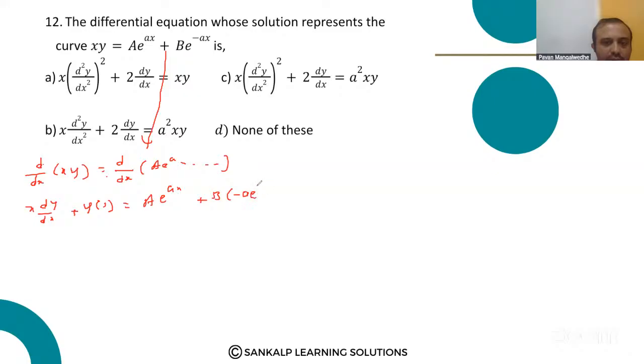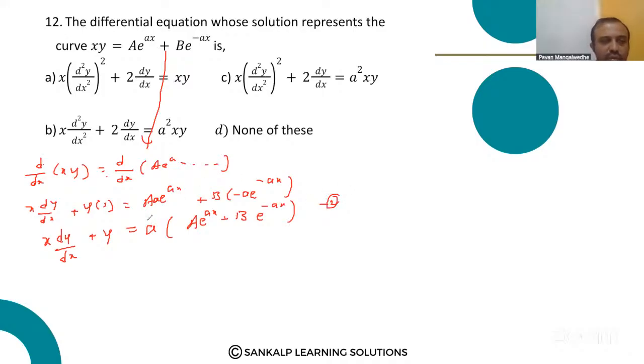So it can be written as x into dy by dx plus y is equal to a into bracket, a into e raised to ax minus b into e raised to minus ax. So this is the equation you can treat as equation 2.